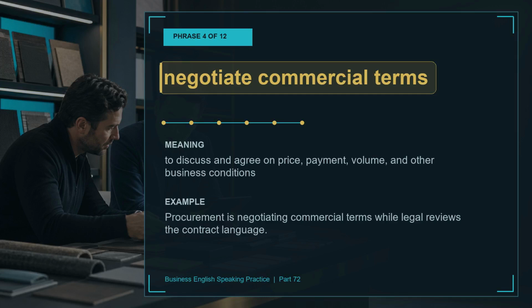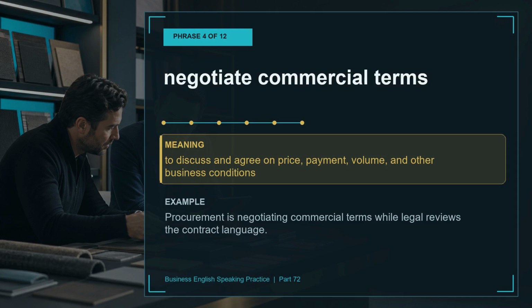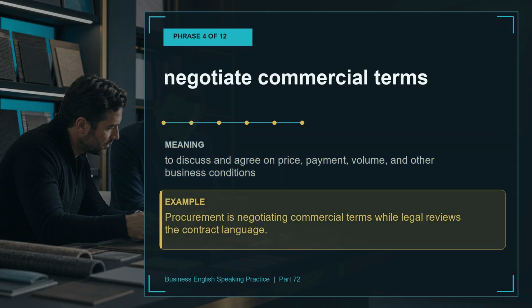Phrase 4. Negotiate commercial terms. Meaning, to discuss and agree on price, payment, volume, and other business conditions. Example, Procurement is negotiating commercial terms while legal reviews the contract language.